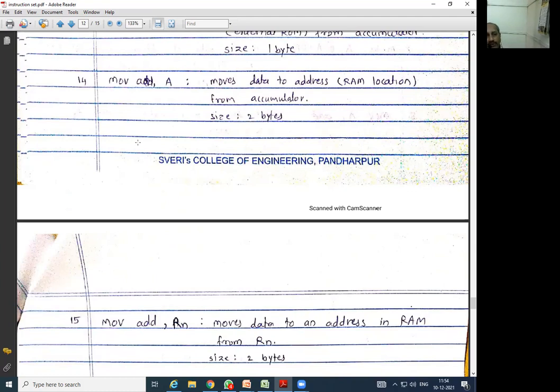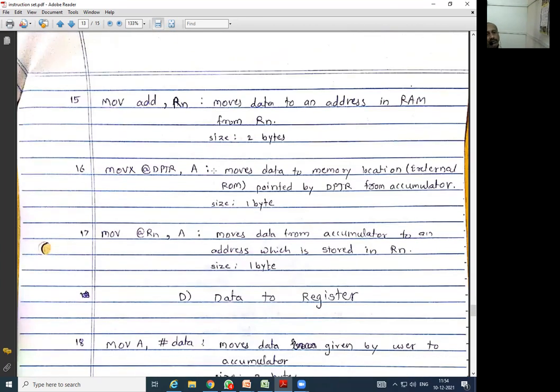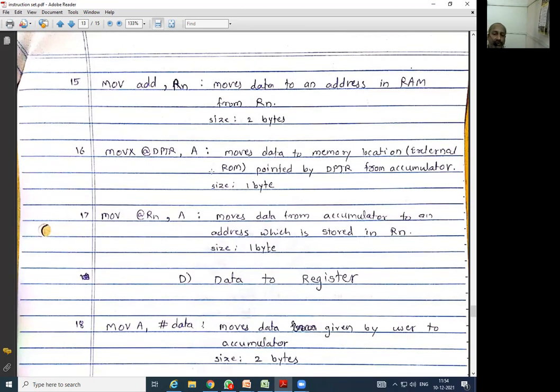If the data is transferred to the internal, so MOV address, A. Moves data to the address, that is the RAM location, from the accumulator, like this. So it will consume 2 bytes in the memory. In the similar manner, depending on the different addressing modes, the next instruction is MOV address, Rn. So it moves data from Rn to the address in RAM. So again, no X is here, so definitely it will be the internal memory by default.